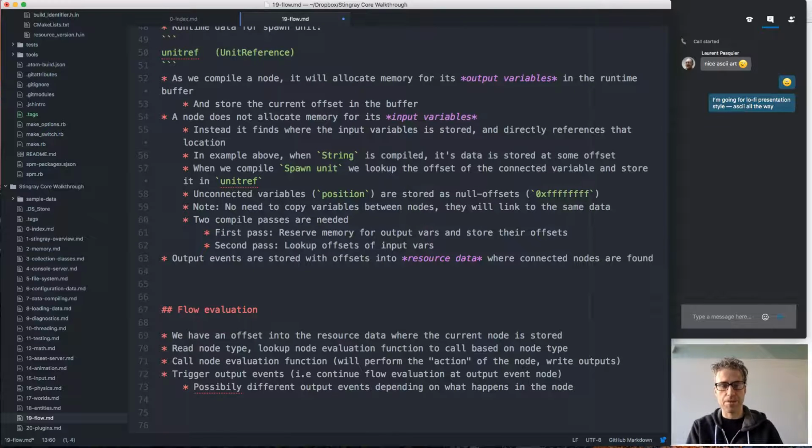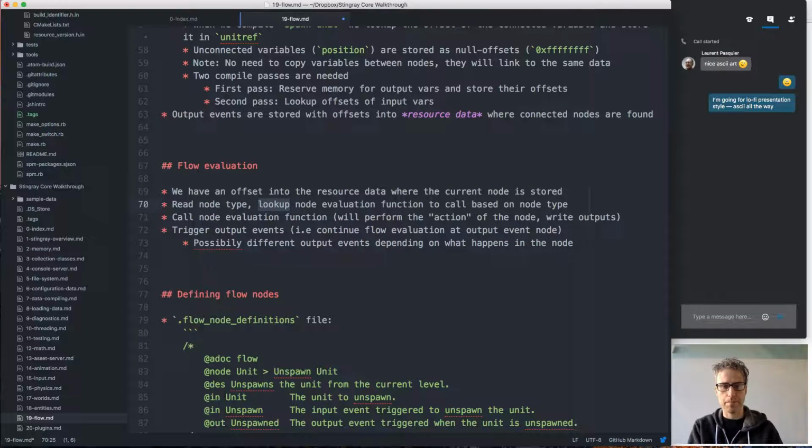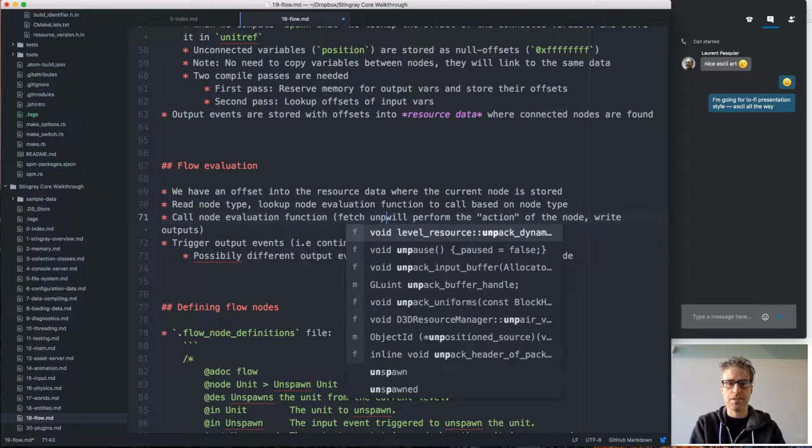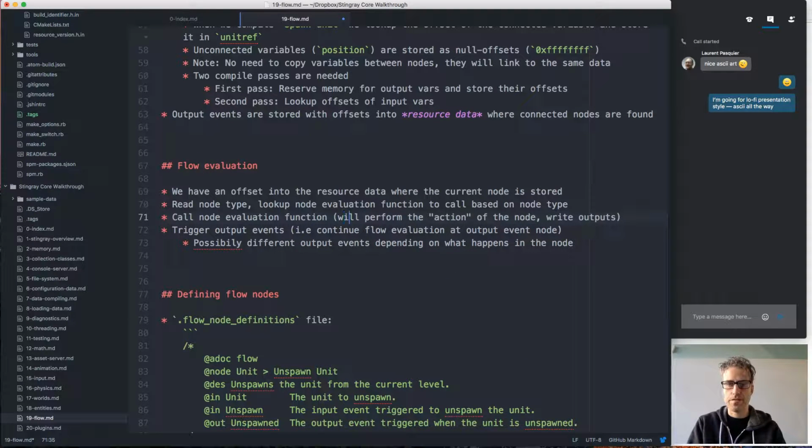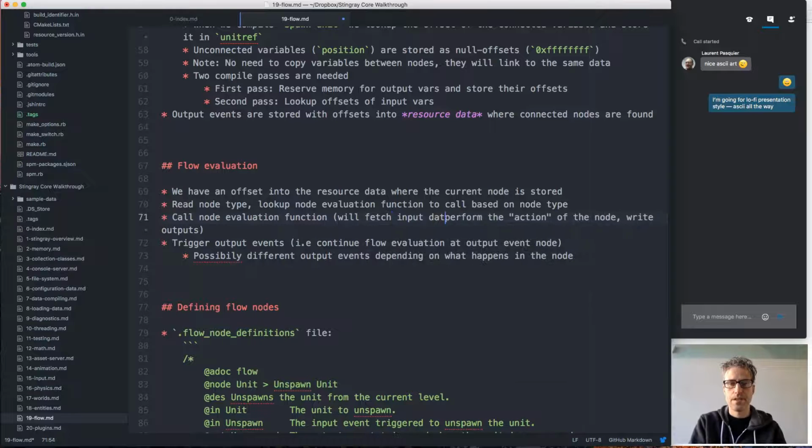And it fetches the input data, of course. I didn't write that up here, but the node evaluation function will also fetch input data, because it has the offsets of all the input data. So it just looks it up in the runtime buffer and finds the input data that is stored at that offset, reads it out, or uses default values if the input data is not connected, and once it has all the input data, it can perform the action and then write the output.